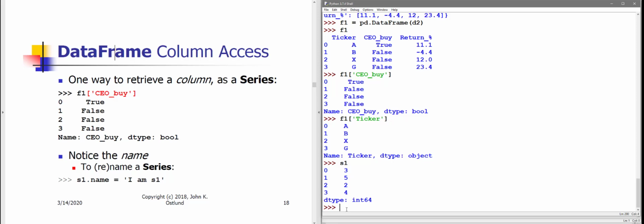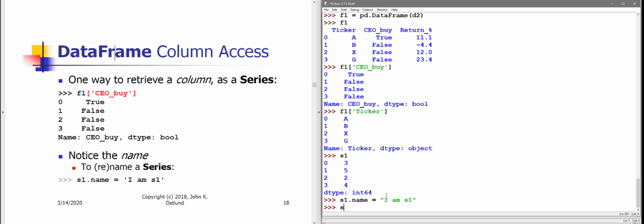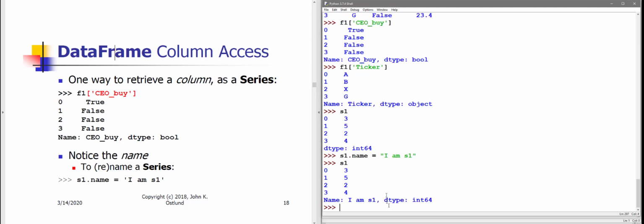I can create an internal name for a series by just saying a reference to the series and then .name and assigning some string. So I am S1. Now, I typed the double quote by accident, but who cares? And now if I display S1, I get told, all right, this series is named IMS1.